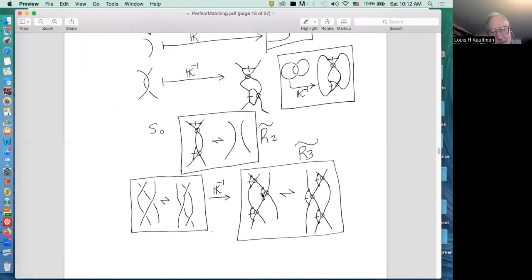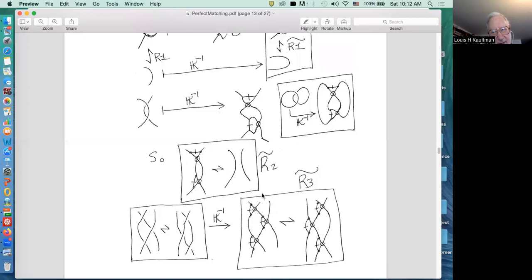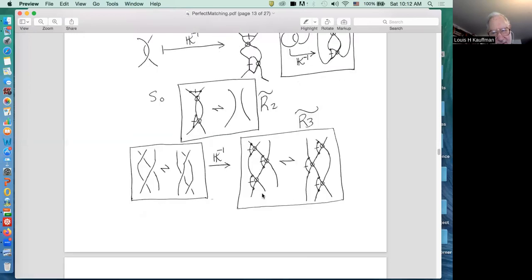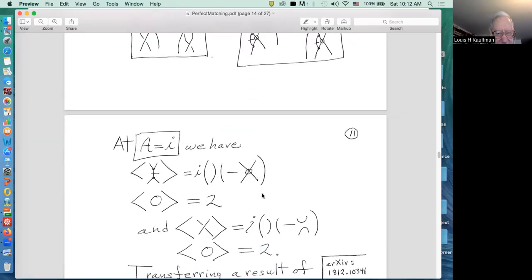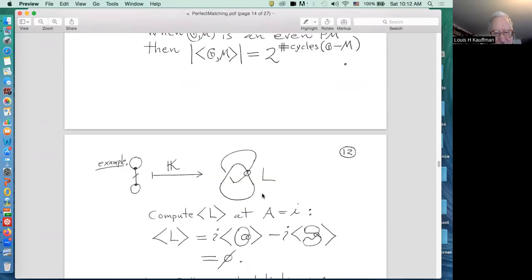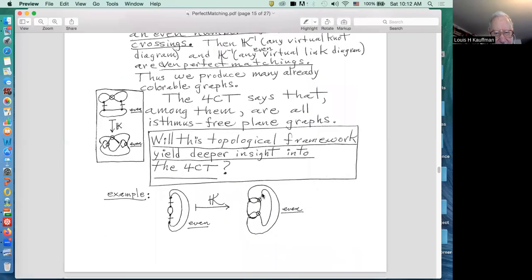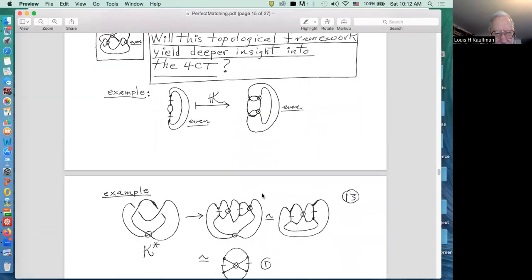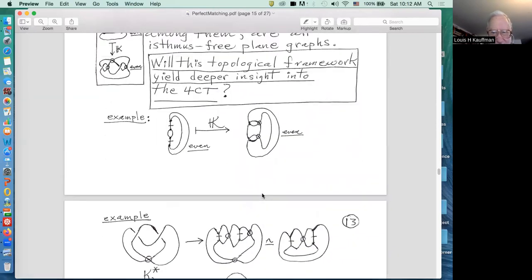And so one can work back and forth between the virtual knot theory and the graph category. And I don't want to worry you about special evaluations that go back and forth, but I do want to show you an example or two. Let's see.